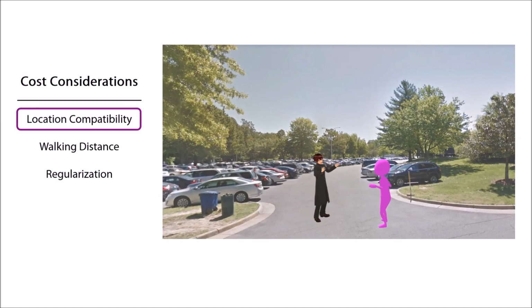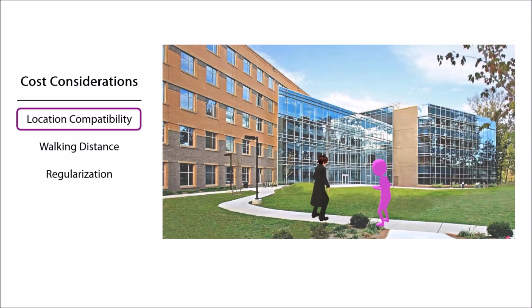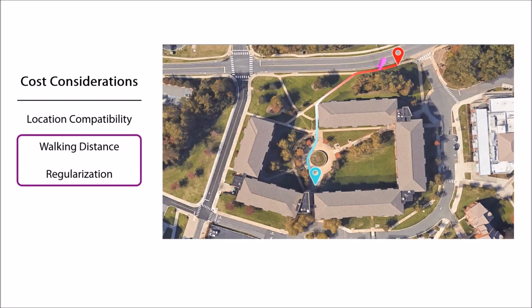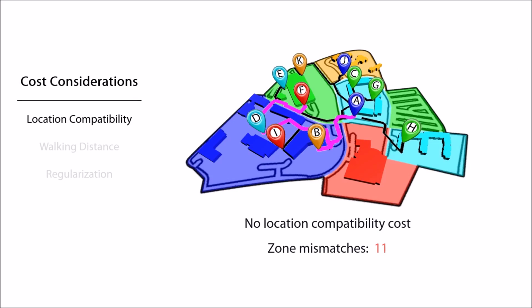Our main objective during the optimization is to ensure the contextual compatibility between an event and its assigned location. For example, the event talking to a car salesperson will fit a parking lot, instead of a teaching building. Other objectives are about the walking experiences, including minimizing the overall walking distance throughout the story, and balancing the walking distances between adjacent events.